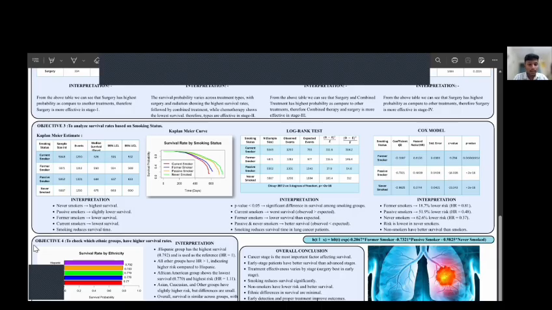So we can see that the overall survival is similar across the groups with only minor variation in risk. Our overall conclusion is that cancer stage is the most important factor affecting survival, and early stage patients have better survival than advanced stages. Treatment effectiveness varies by stage, with surgery best in early stage. Smoking reduces survival significantly, and non-smokers have lower risk and better survival. Ethnic differences in survival are minimal. Early detection and proper treatment improve outcomes. Thank you.